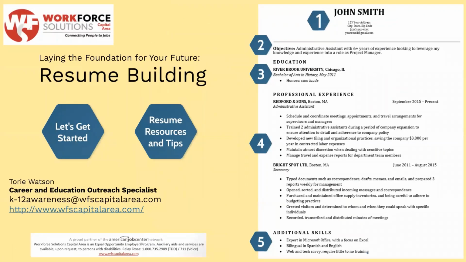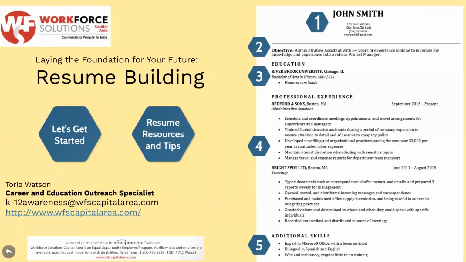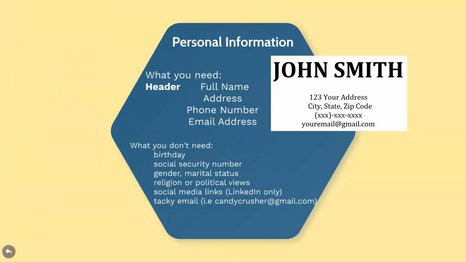The first section of your resume is your personal information. This is in a header at the top of your resume. Your name should be bold and large to stand out, and underneath is your contact information. Let's focus in on the personal information section. Again, what you need: your header, full name, address, phone number, email address. As you can see, the full name is bold and large, so employers can easily identify whose resume this is.